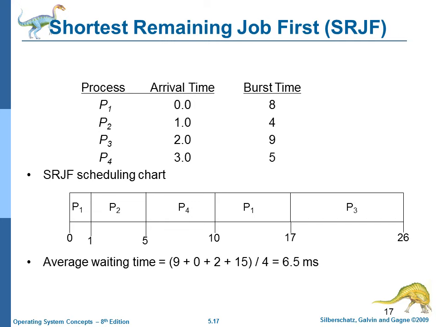So the average waiting time is 0 plus 9 plus 2 plus 15 over 4, which is about 6.5 milliseconds, as opposed to 7.75 milliseconds for non-preemptive shortest job first, and about 8.75 milliseconds for the first come first served scheduling algorithm.